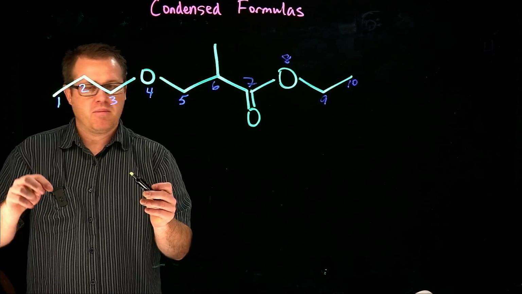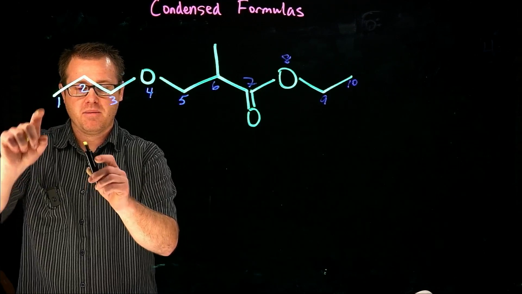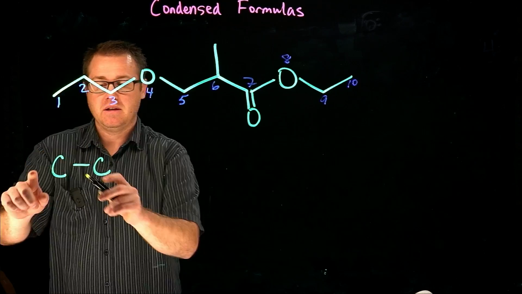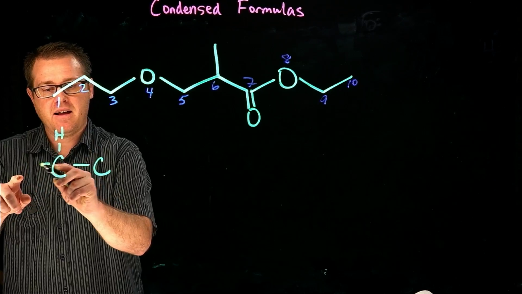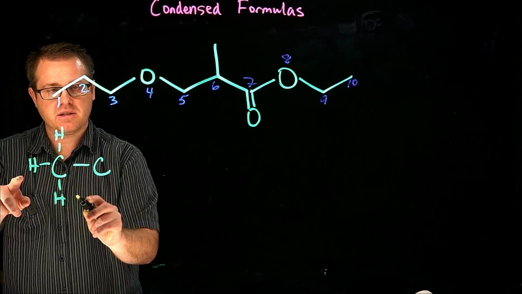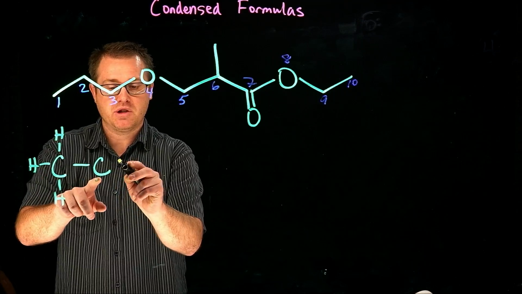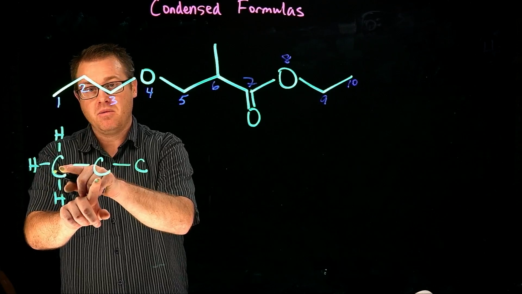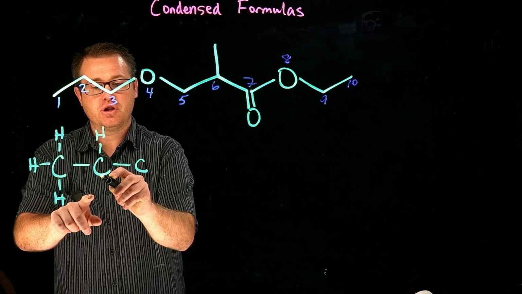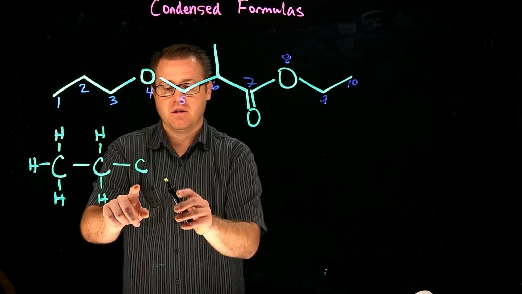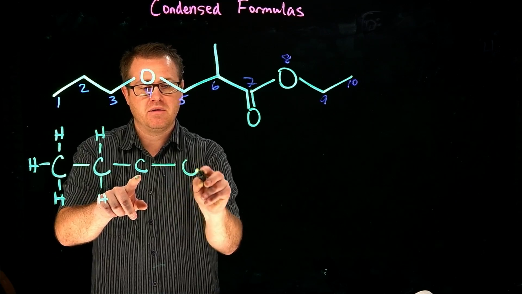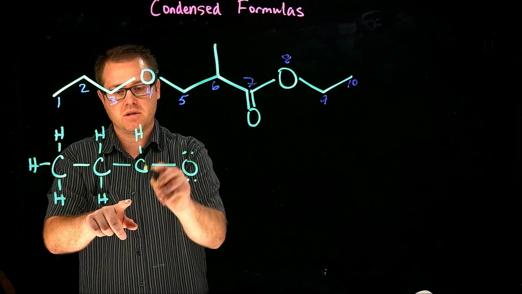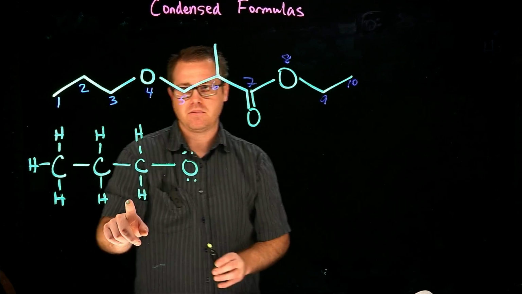Now I just remember here that, hey, carbon 1 is directly bonded to carbon 2. So that means it also has to have 3 hydrogens. Carbon 2 is directly bonded to carbon 3. And it's bonded to carbon 1. So that would mean it has to have 2 hydrogens. Carbon 3 is directly bonded to an oxygen atom. So that means there's also 2 hydrogens.